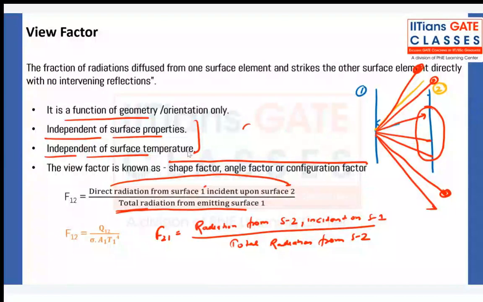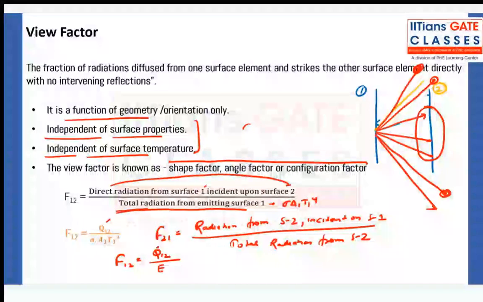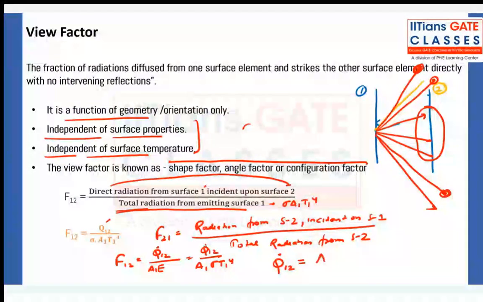So it is Q12, and how much is radiated? Radiated is emissivity A1 T1 to the power 4. It is basically, you see, the emissive power. F12 is Q12 upon A1 E, the emissive power. Okay, so it is Q12 equals A1 F12 sigma T1 to the power 4. So from here, you can find out the heat transfer from 1 to 2.